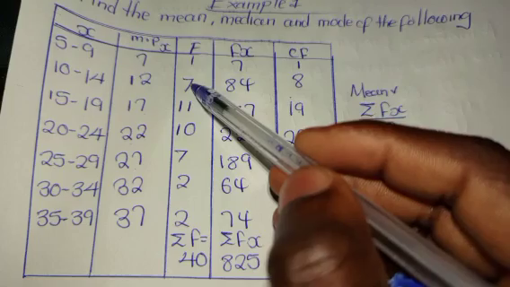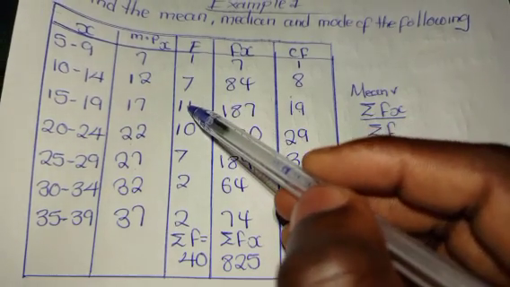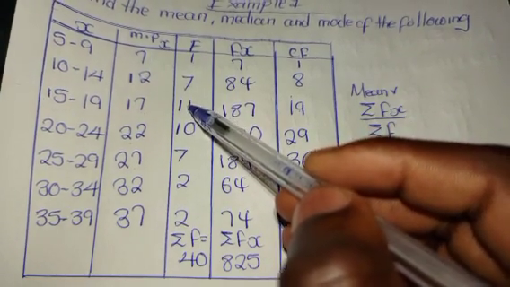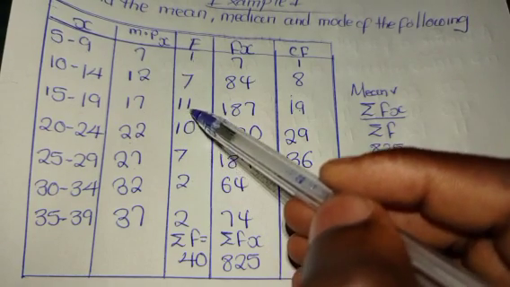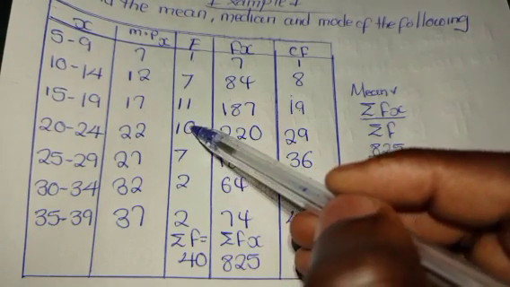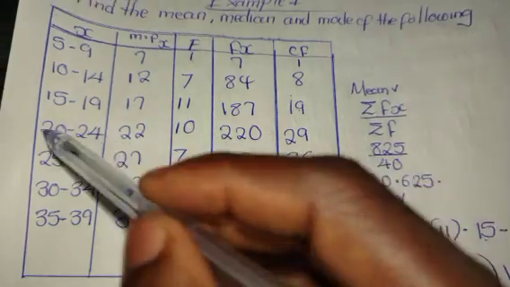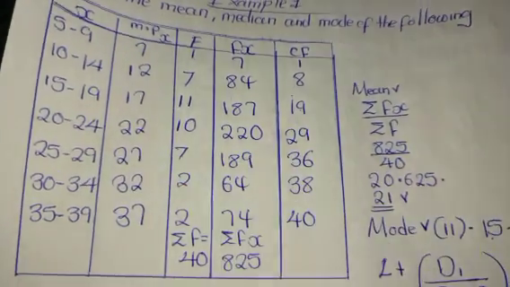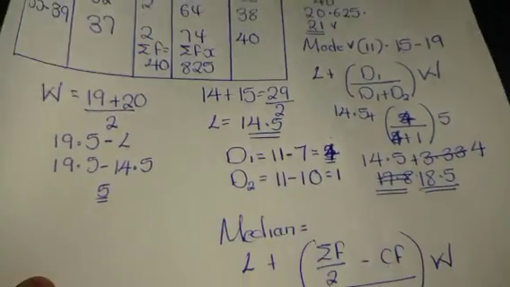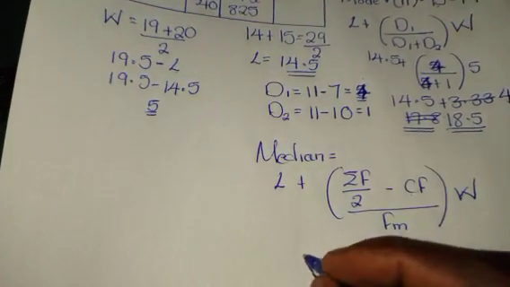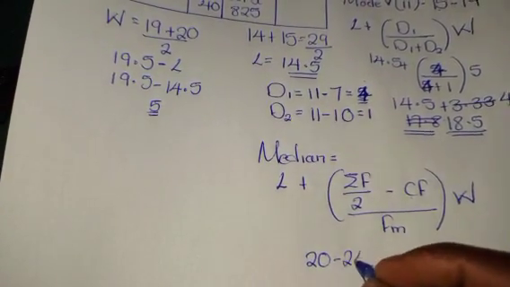1 plus 7 is 8. 8 plus 11, that is 19. 19 plus 1 from here it will be 20. But if we say 19 plus 10 is what? 29. So which means that the median class is between 20 to 24.